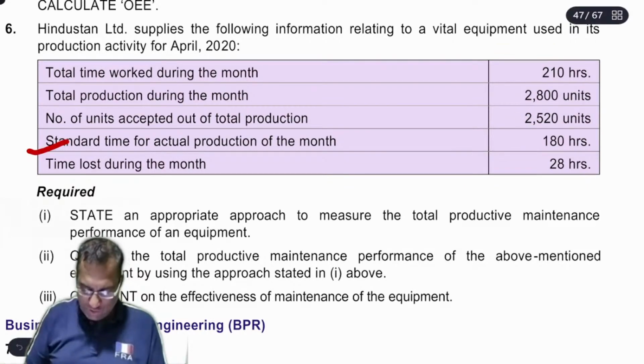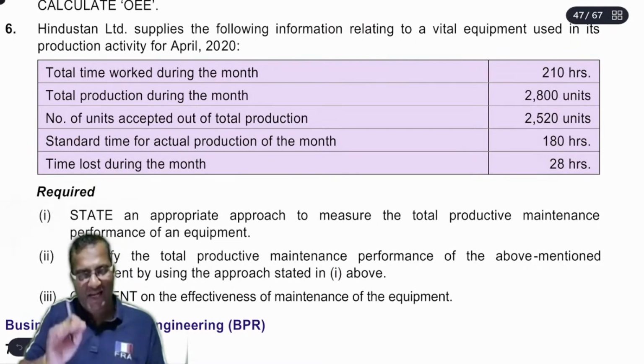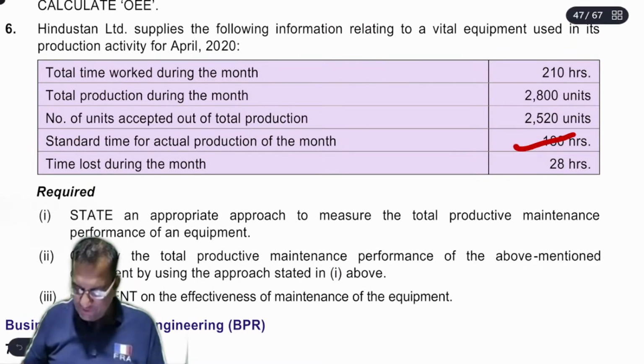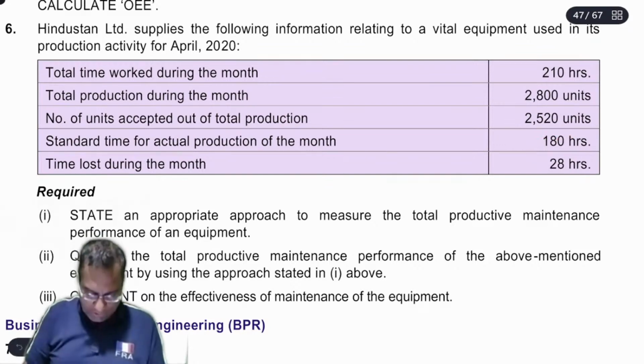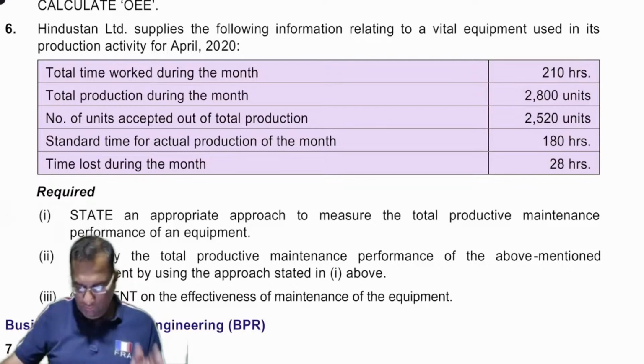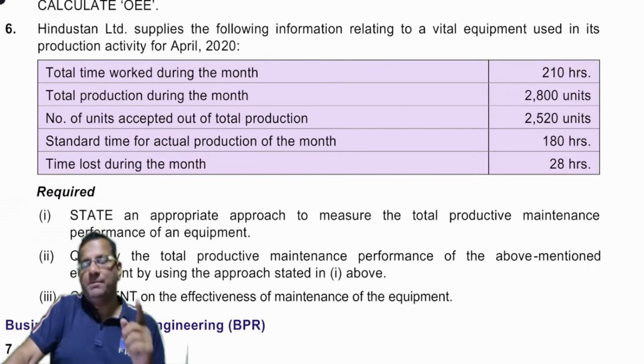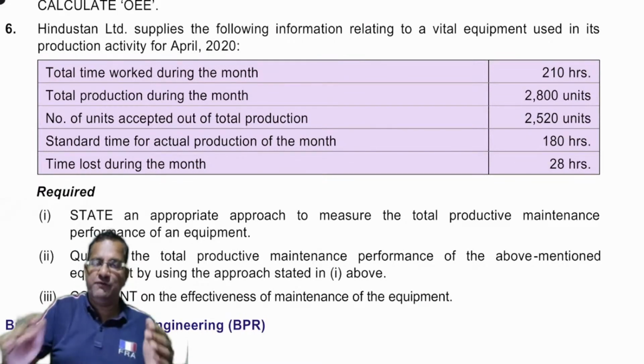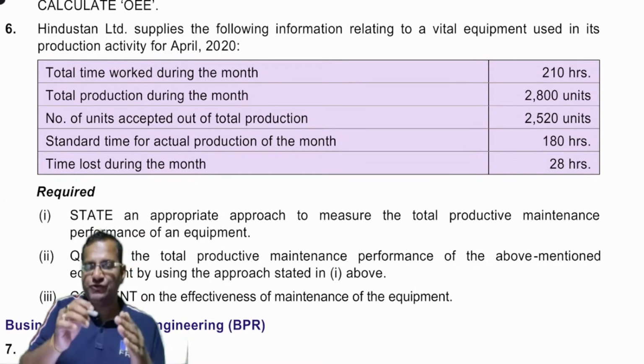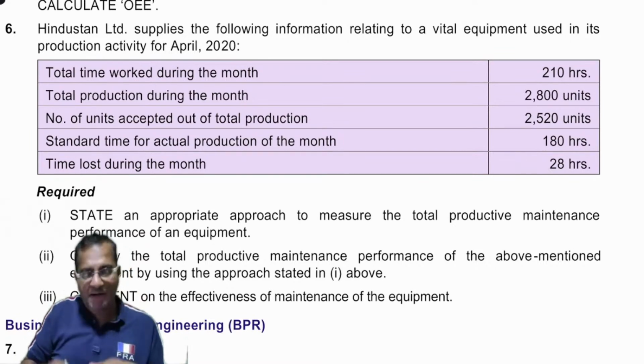Standard time for actual production: in all the questions we calculate the standard time, but standard time is given in this particular question. Time lost during the month is 28 hours. Nothing is mentioned whether it's a normal idle time or abnormal idle time. Now, can you tell me what is the planned available time in this particular question? Normally our habit is planned available time is total time minus normal idle time. But in this particular question, that methodology will not work.